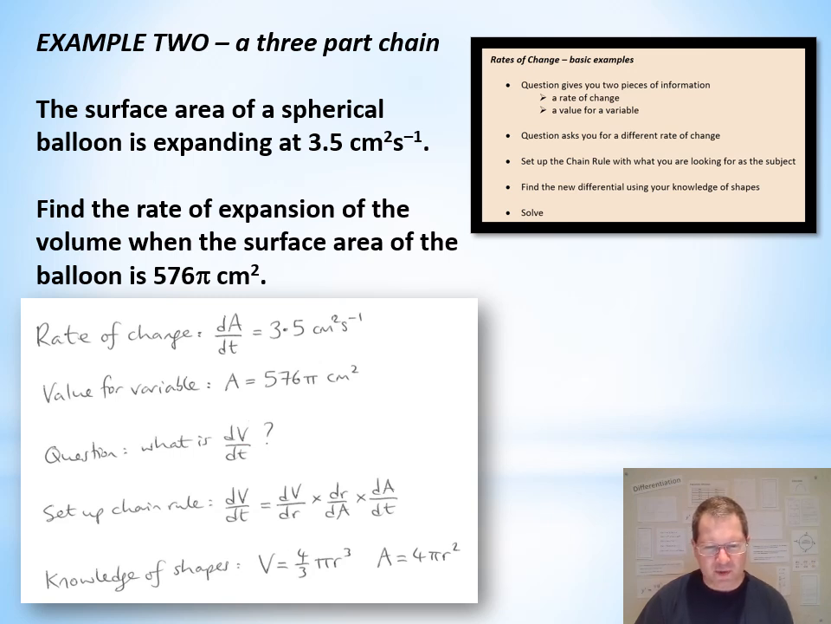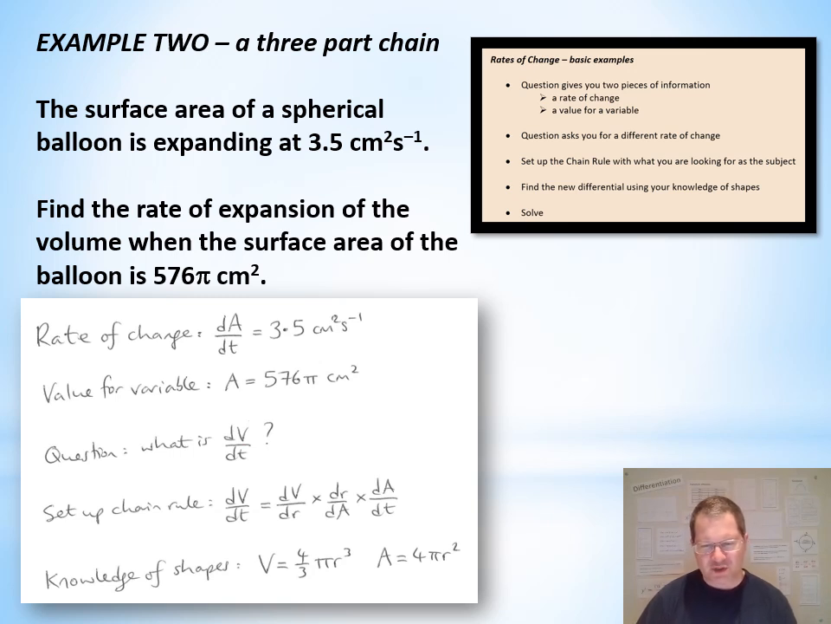So we've got dA by dt, we want dV by dt, but of course in terms of spheres, we know the volume and the surface area in terms of r. So it makes sense to have a three-part chain with a dV by dr, a dr by dA, and a dA by dt. We want the dA by dt as it is, we want the dV by dt on the left as the subject, the t's are on the bottom. We want the dA's to cancel out and we want the dr's to cancel out. So in order to set it up properly, we need to have dA by dr but reciprocated.